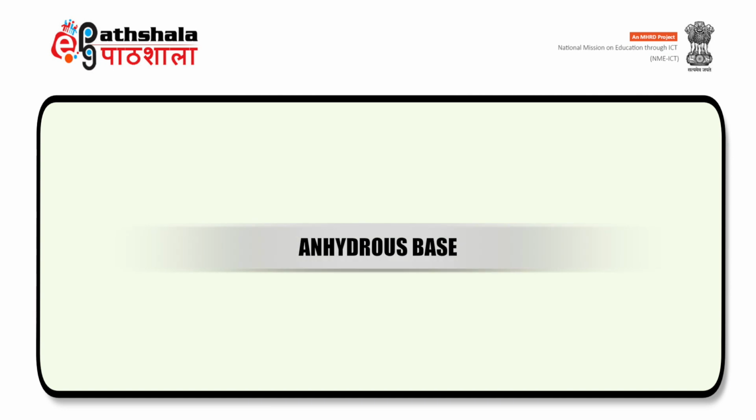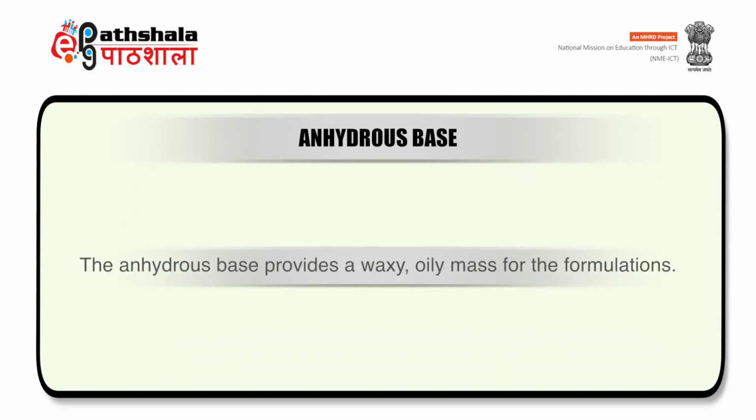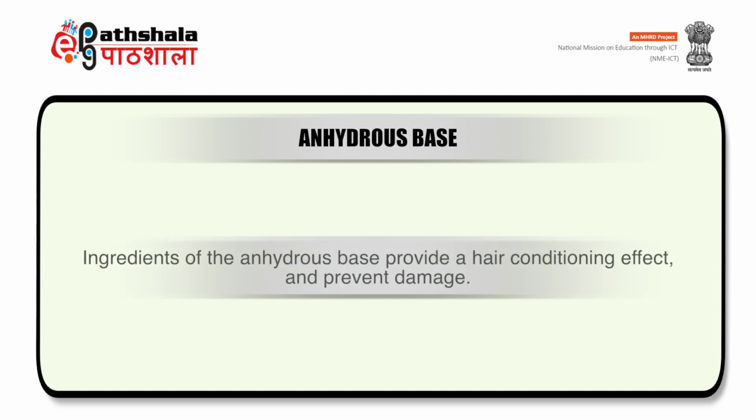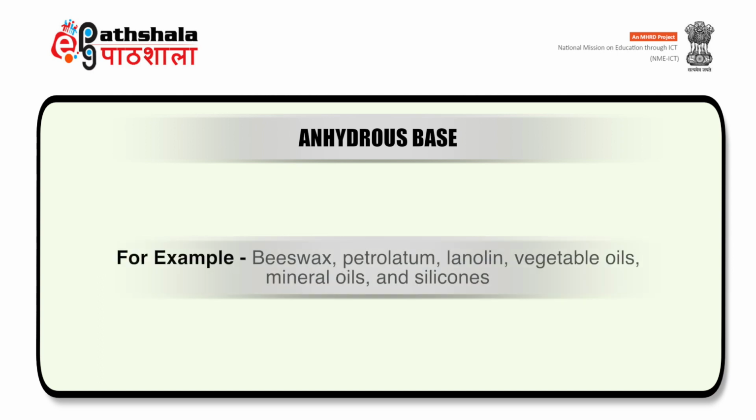Students, the second important ingredient used in hair styling products is the anhydrous base. The anhydrous base provides a waxy, oily mass for the formulation. Ingredients of the anhydrous base provide a hair conditioning effect and prevent damage. For example, beeswax, petrolatum, lanolin, vegetable oils, mineral oils and silicones.